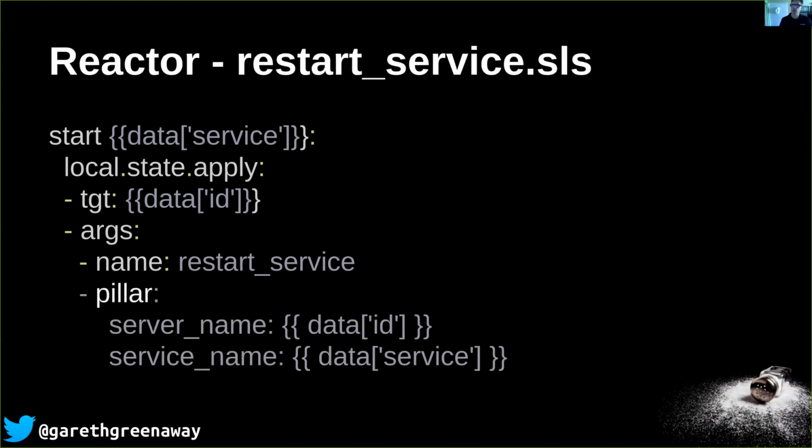We can expand on a previous example. Here we're again calling a remote reactor, but this time we're calling the apply function in the state module. We're targeting the minion ID that is included from the event data. We're having state.apply call a state file on our Salt master, calling restart_service, and we're passing the name of the server and the service to the state file using pillar values.